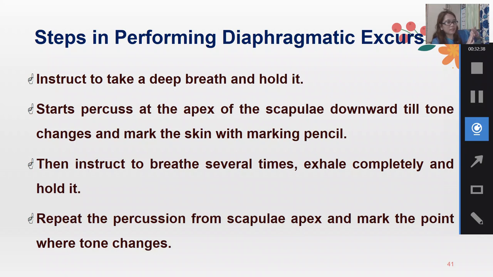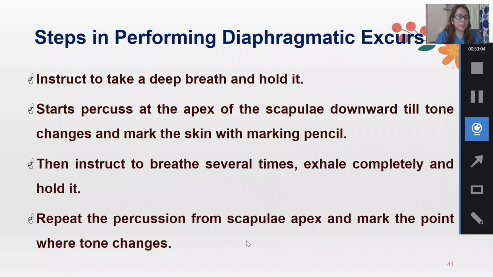So, you ask naman the client to inhale, exhale, inhale, exhale, inhale, hold. O, kung kanina, sa una, inhale, exhale, hold. Nag-percuss ka, hindi nga si client. Percuss, percuss, percuss. Pagdating mo doon na may changes, maraming inhale, exhale si client. Kasi inhale, hold, hindi na siya mag-exhale. Tapos, tap ka na ulit. Mag-percuss ka na ulit. Okay?